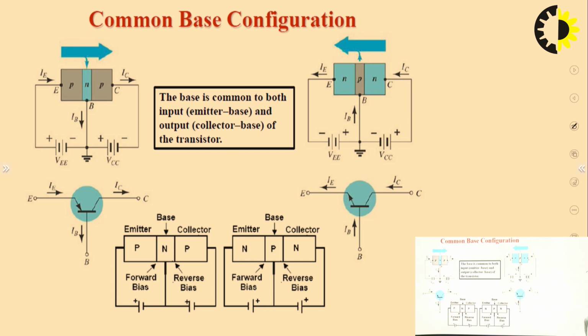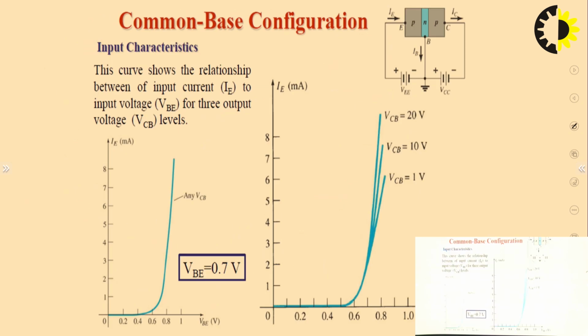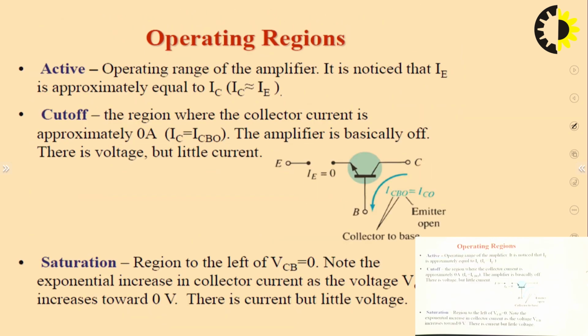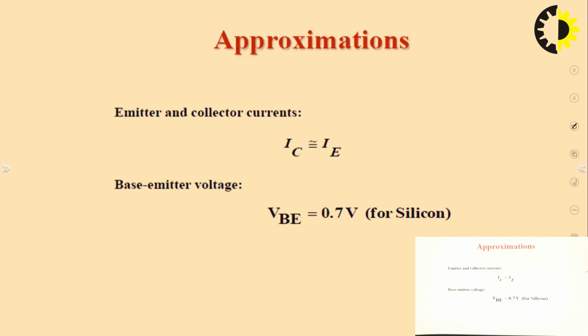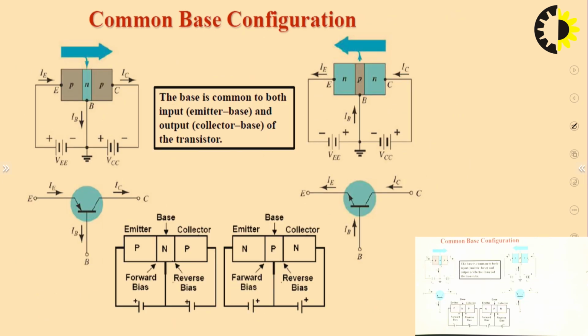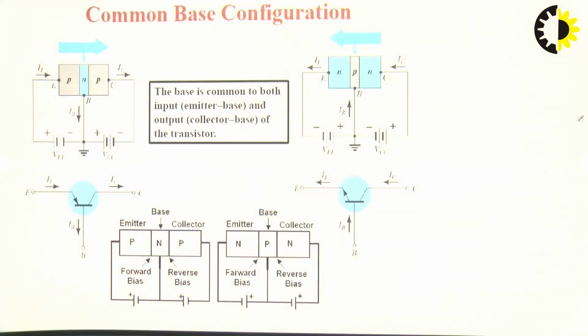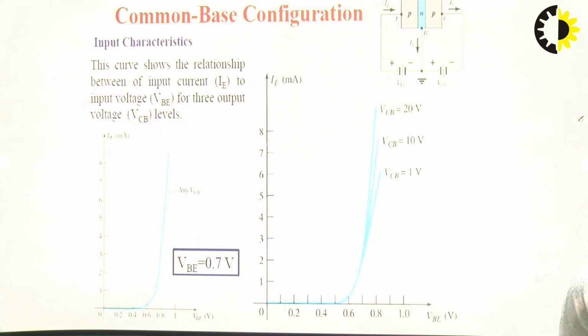Coming to the configurations of the transistor, there are three configurations. When we make the base common, we say the transistor is in the common base configuration. Similarly, we have the characteristics for the common base configuration, operating regions and approximations. So in this video lecture we will discuss the common base configuration, and in the same way I will explain how the common emitter and common collector can be studied. So here I go.